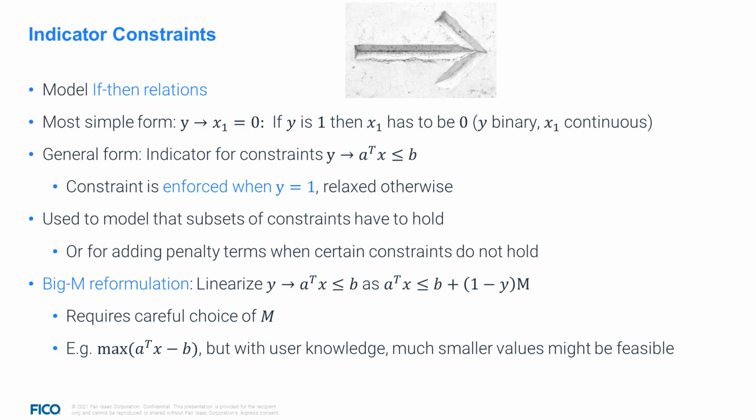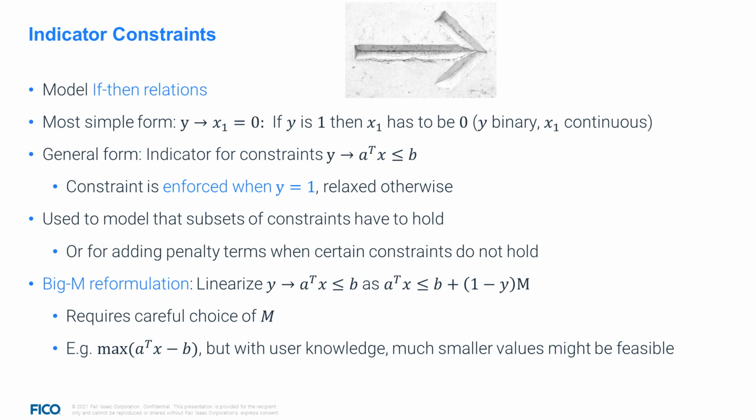But before we go into the details, let's first talk about what indicator constraints are. Indicators represent a special type of constraints, which model if-then relations. The simplest case is given by the relation between two variables, in which typically y is a binary and x1 is continuous. Such an indicator relation states that if the binary is equal to 1, then the continuous has to be equal to 0. Otherwise, it might take any value within its domain.